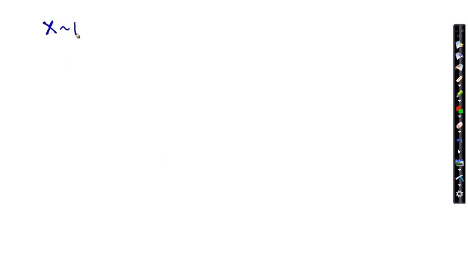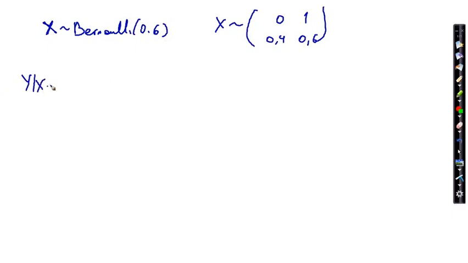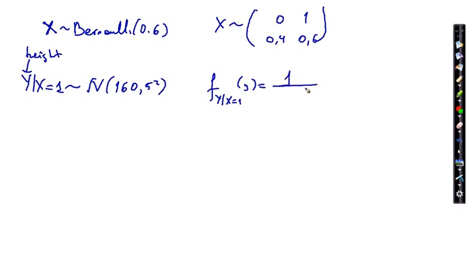So X is, let me just quickly write what we have, Bernoulli 0.6. This means that X is taking values 1 and 0 with probabilities 0.6 and 0.4. And Y, given X is equal to 1, so this was for females, the height of a person who is female, is normal with 160 and 5 squared. So this means that the PDF is given by 1 over sigma, so sigma is 5, times square root of 2 pi, e to the minus, y minus the mean, so the mean is 160, squared, over 2 times sigma squared, 2 times 5 squared.